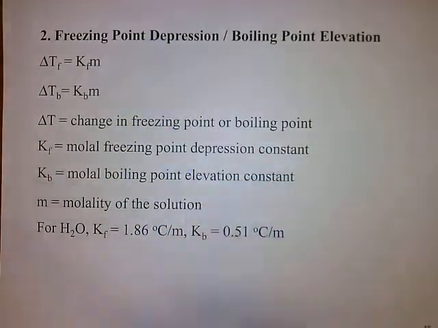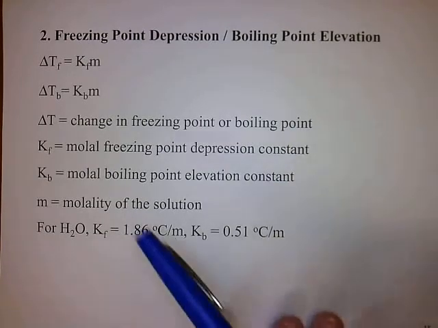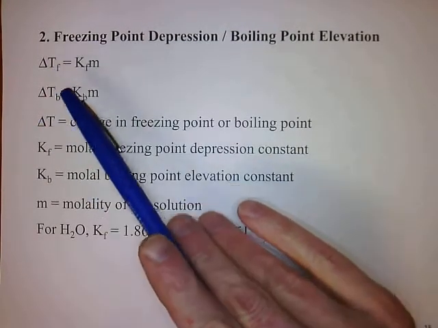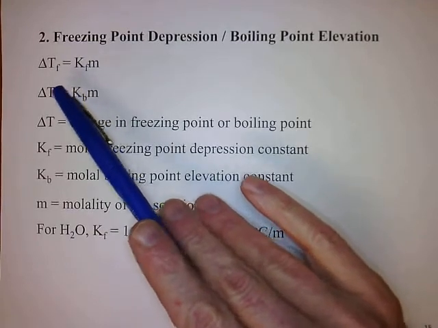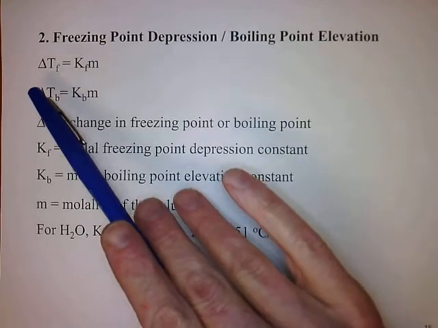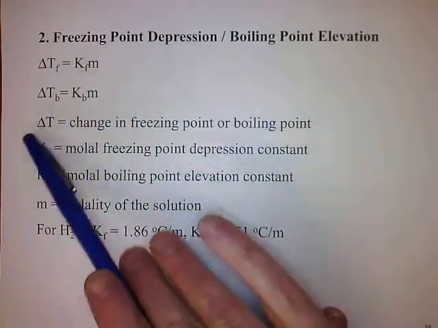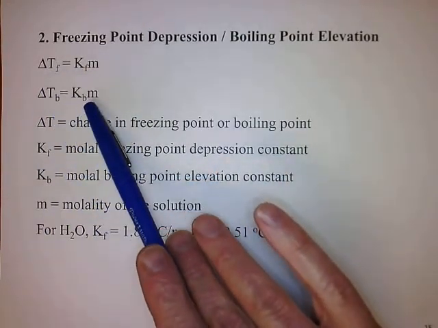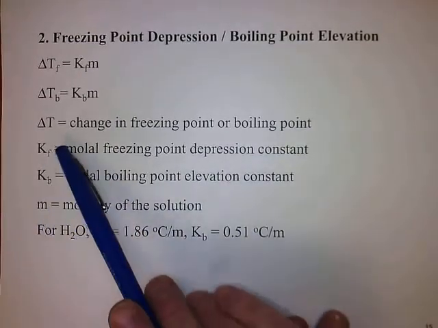The solution freezes at a lower temperature than does pure solvent. You also elevate the boiling point. The solution boils at a higher temperature than does pure solvent. So we can calculate these with these two equations. Delta T is Kfm, or delta Tf for freezing point, and delta Tb is Kbm, b is for boiling.